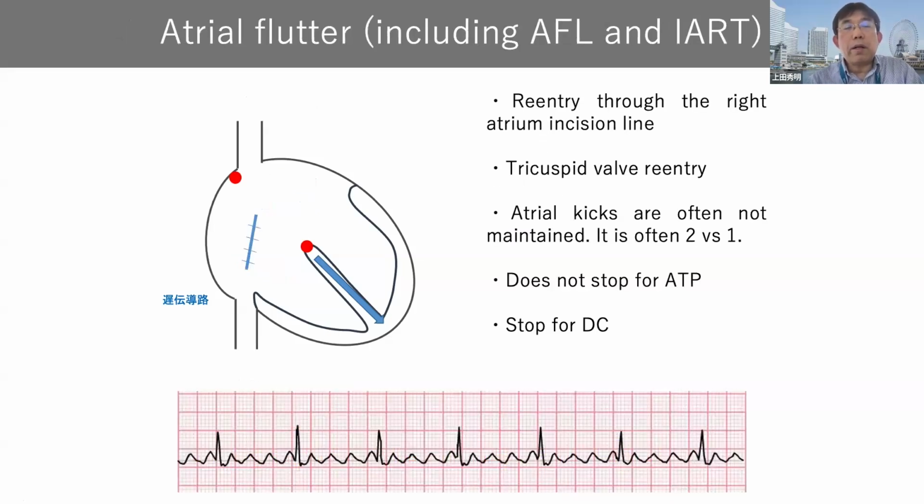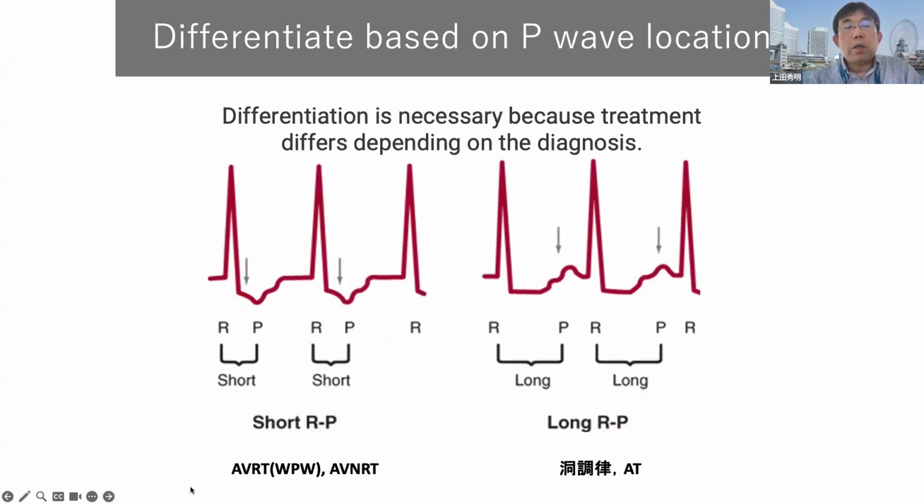Here are the typical ECG patterns of flutter, including atrial flutter and AT. The reentry goes through the right atrial circuit, which means tricuspid valve reentry is there, so the atrial rate is often not maintained. It is often 2 to 1, and doesn't stop with ATP, but it reacts to disopyramide. Here we are able to differentiate based on P wave locations. Differentiation is necessary because the treatment differs depending on the diagnosis.